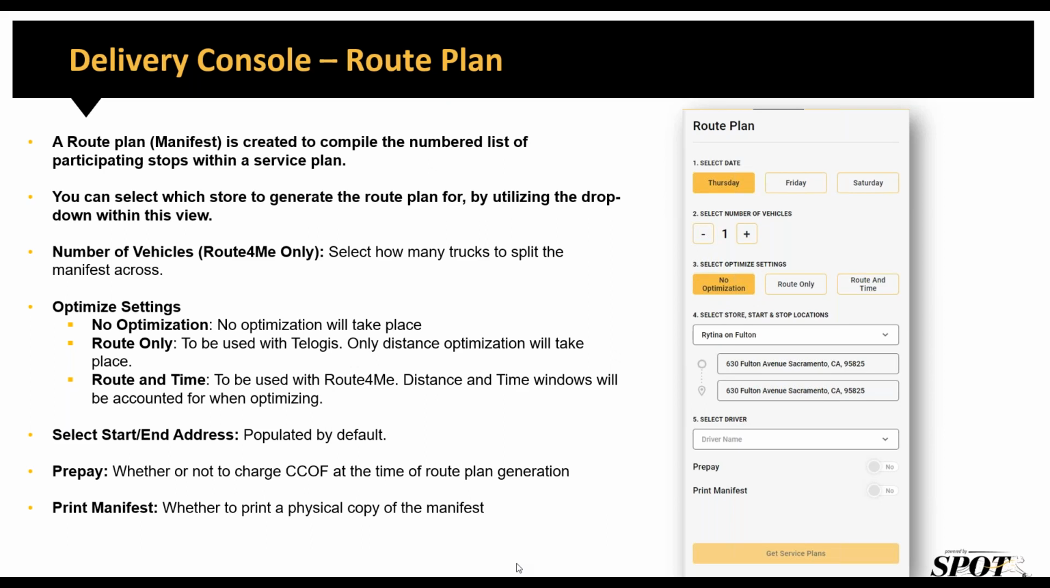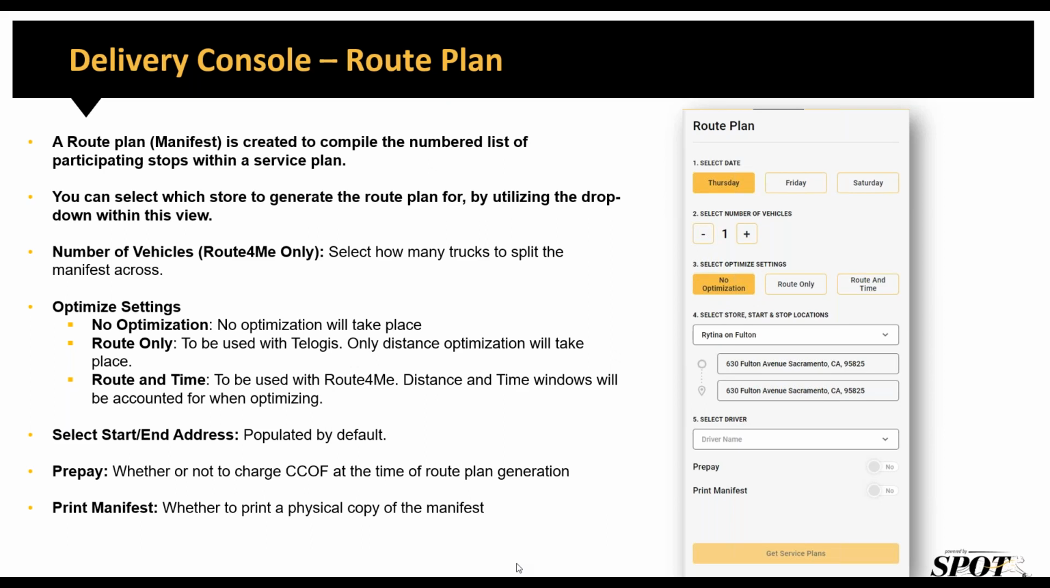One very important caveat here is that the number of vehicles option is only available if you're using Route for Me for optimization. So today we use Telogis as our optimization component by default, and that is what Spot and Delivery Console use out of the box with optimization. However, Route for Me is a more powerful optimization component that we partnered with, and it not only includes the number of vehicles feature, but several others that we'll explore as we go through our presentation.